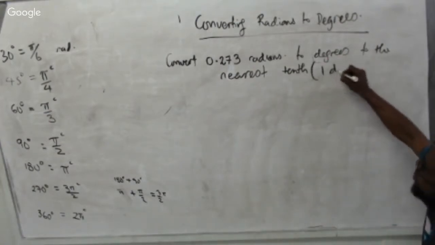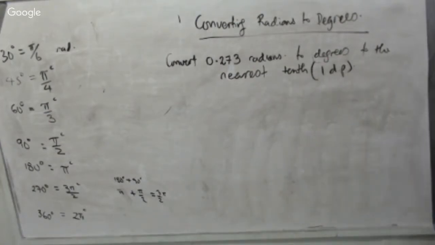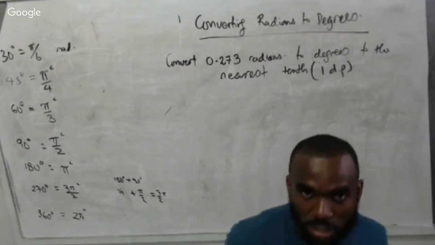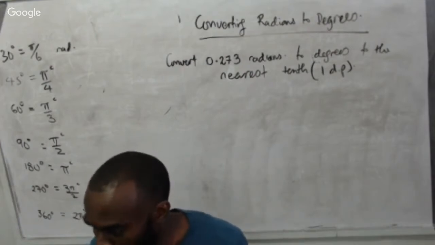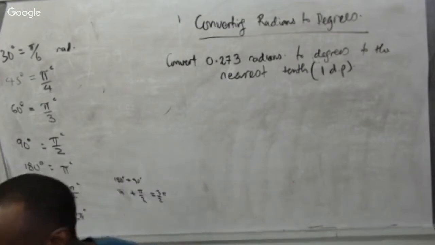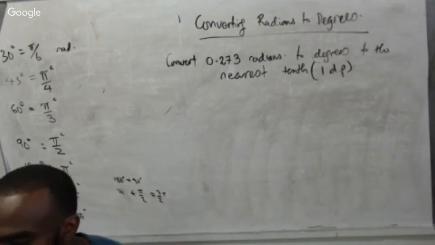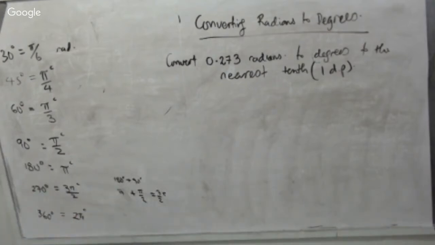In other words, nearest 10th means 1 decimal place, right? Here is another preaching. At the front of the paper of your exam, you will see one of the instructions named: give all non-exact numerical values to 3 significant figures, or 1 decimal place in the case of angles, not any angle, angle in degrees, right?